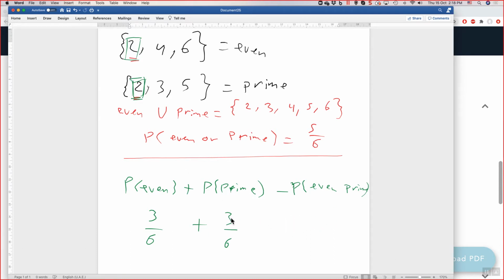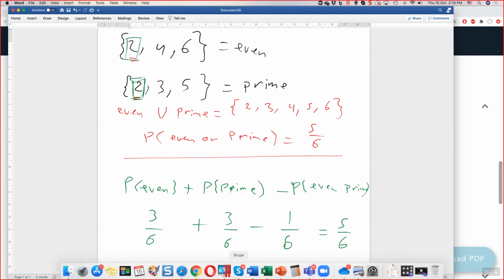Which number is even and prime at the same time? Only one number, which is 2. So we are counting to get the probability of 2, which is 1/6. This way we're getting the same answer, which is 5/6. So when you applied the rule, we got the same answer, which is 5/6.